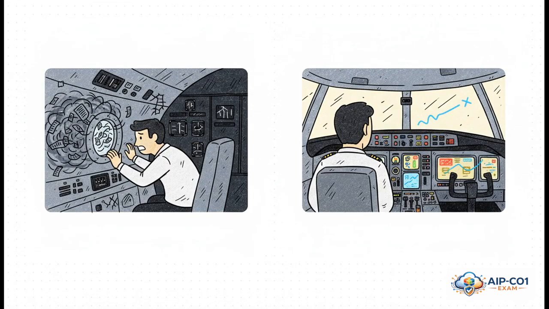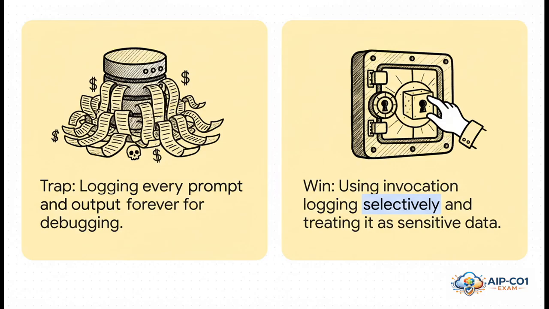So let's wrap this up with a few rapid-fire takeaways. Here's the trap. Thinking you can just manually dig through logs when something goes wrong. That's like trying to fly through a thunderstorm by just looking out the window. The win is building a proper cockpit with metrics, alarms, and tracing. Next up, logging. The trap is to log every single prompt and every single output, which is not only incredibly expensive, but also a huge security risk. The win is to use invocation logging selectively and to always treat that data as highly sensitive.